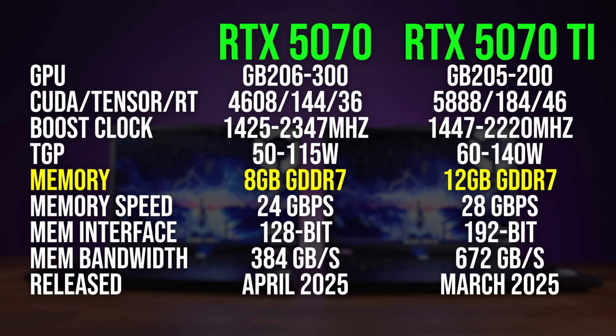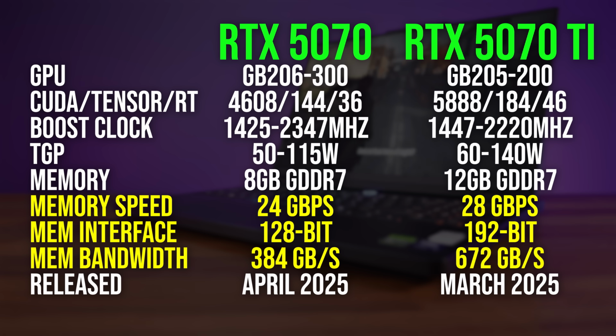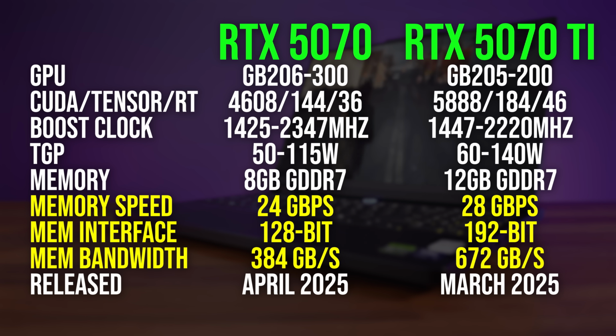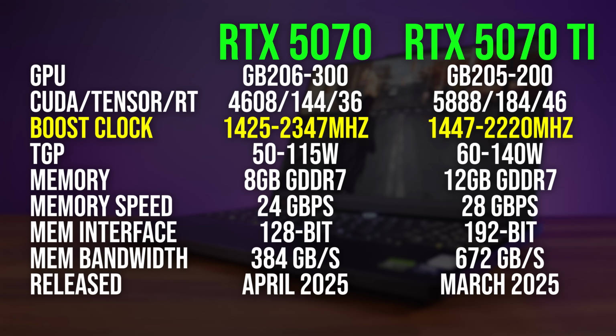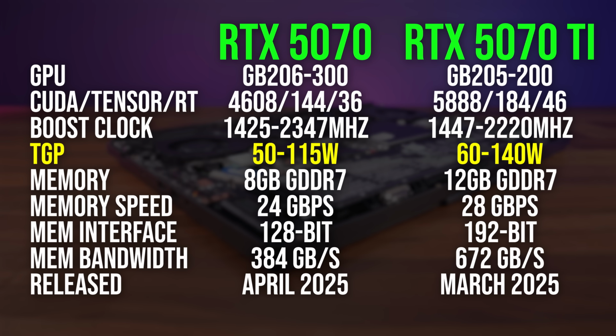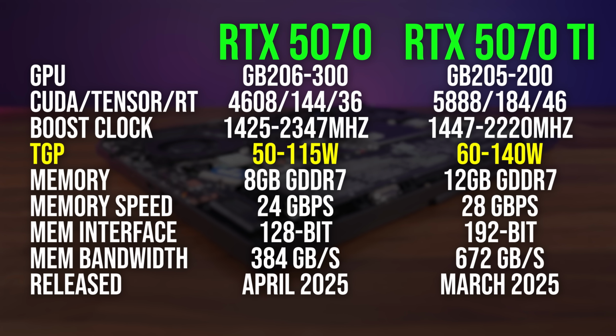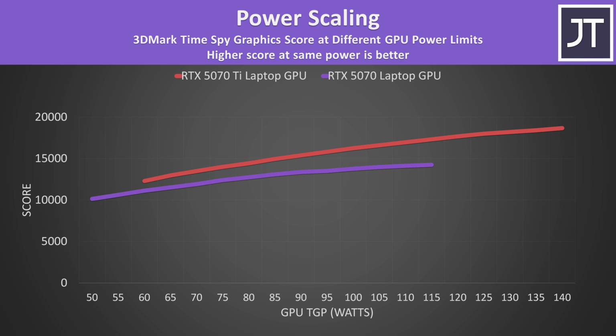Both GPUs use GDDR7 memory, but the 5070 Ti's memory is faster in all regards. Interestingly, the lower tier 5070 has a higher boost clock, despite the 5070 Ti having a higher maximum power limit. More power equals more performance, but also more heat.